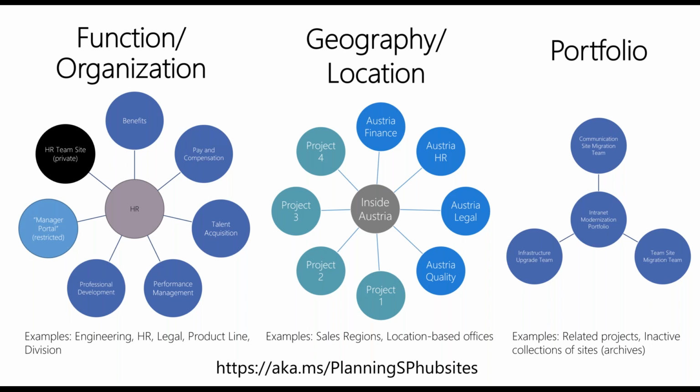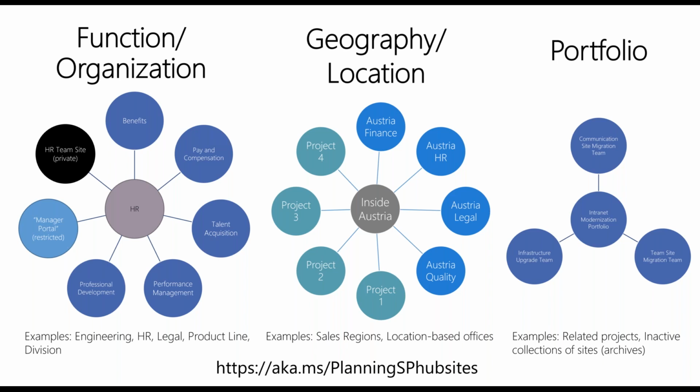But in a larger and growing organization, you're almost always going to need more than one site to represent HR. And that's a great function to be a hub. The other model for hubs is either geography or location. So imagine a site representing a country. So Austria. I work in a large global organization right now, and we've got a very large presence in Austria. Austria has their own HR, legal, finance, procurement, and quality department.